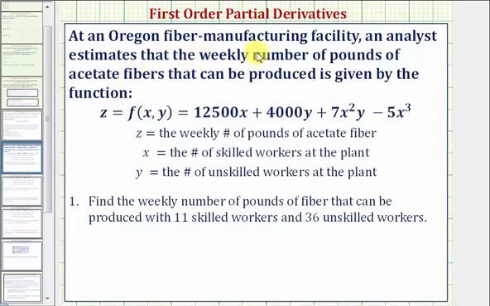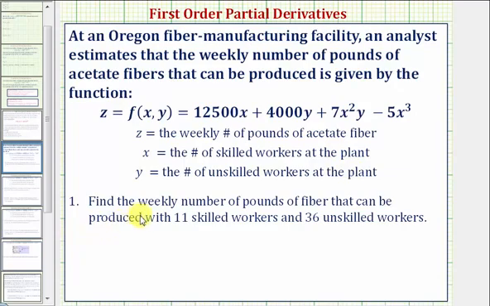At an Oregon fiber manufacturing facility, an analyst estimates that the weekly number of pounds of acetate fibers that can be produced is given by the function z equals f of x comma y, where z equals the weekly number of pounds of acetate fiber, x equals the number of skilled workers at the plant, and y equals the number of unskilled workers at the plant. We have several questions here.